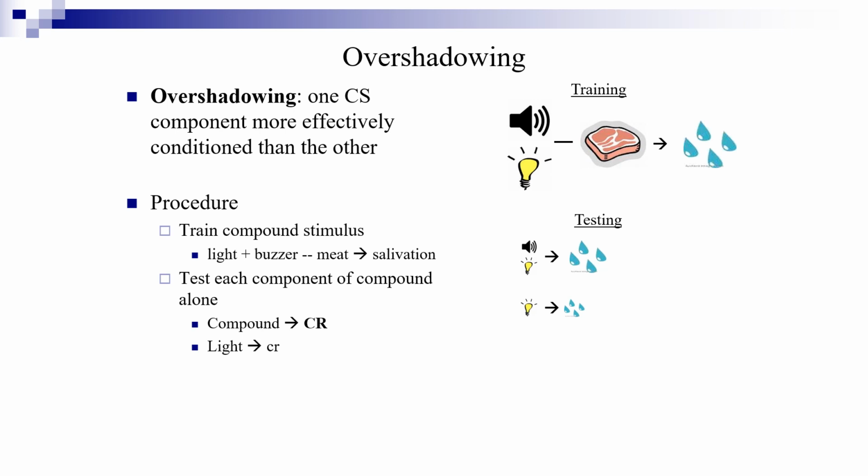And then we present the light by itself and we see a good amount of salivation. And then we present the buzzer by itself and we see a lot more salivation. So what we see here is that the buzzer was more conditioned than the light, even though they were presented together as a compound. So in this particular example, the buzzer overshadowed the light when conditioning was happening. So the light did get some conditioning strength, but not as much as the buzzer.